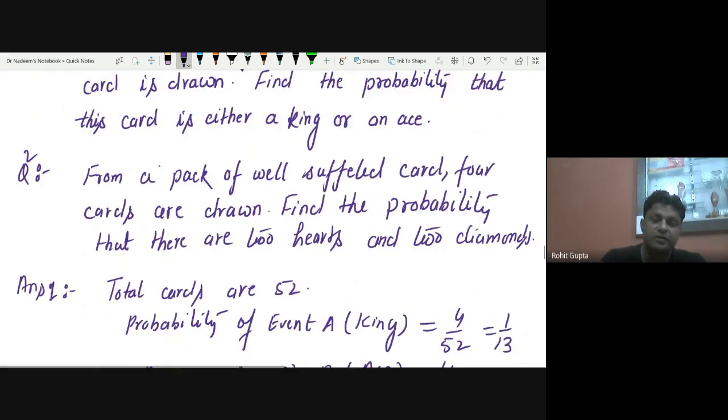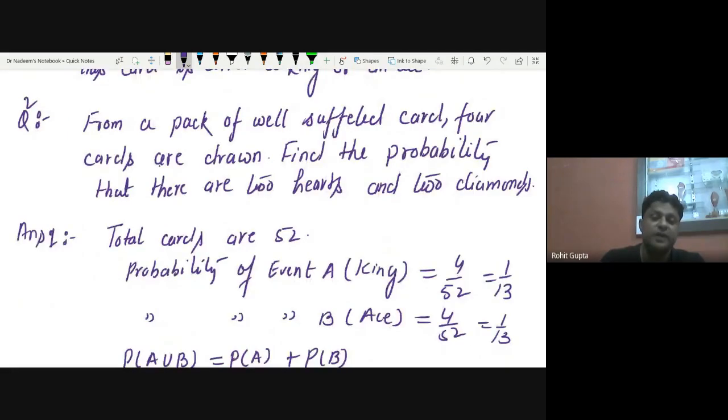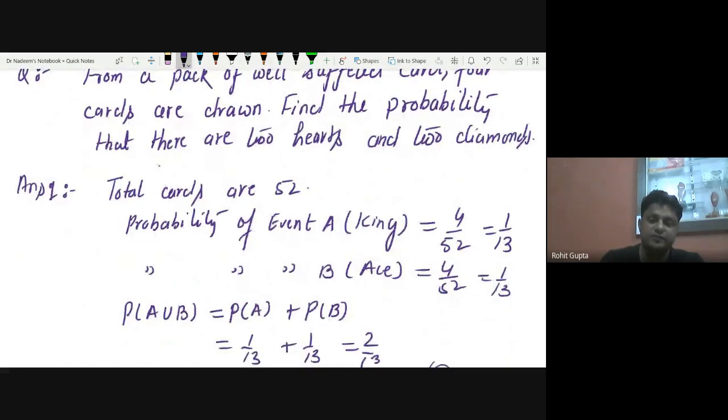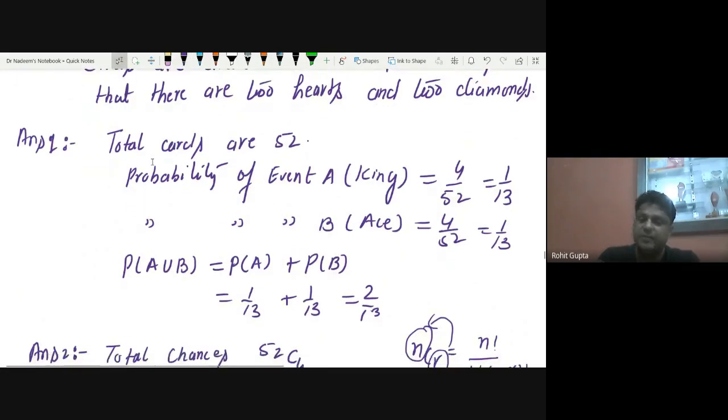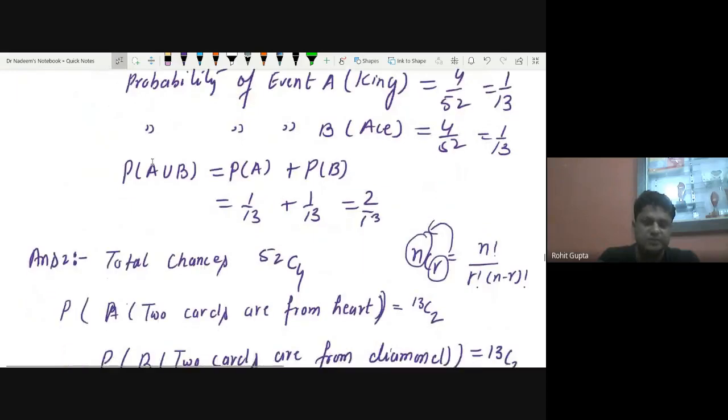Okay, so the probability of an event A, that there should be a king, is 4 by 52, that is 1 by 13, and the probability of B, that there should be an ace, is 4 by 52, that is 1 by 13. Both the events are mutually exclusive events, so there is no intersection. So the probability of A union B is nothing but the probability of A plus the probability of B. So 1 by 13 plus 1 by 13 is nothing but 2 by 13.